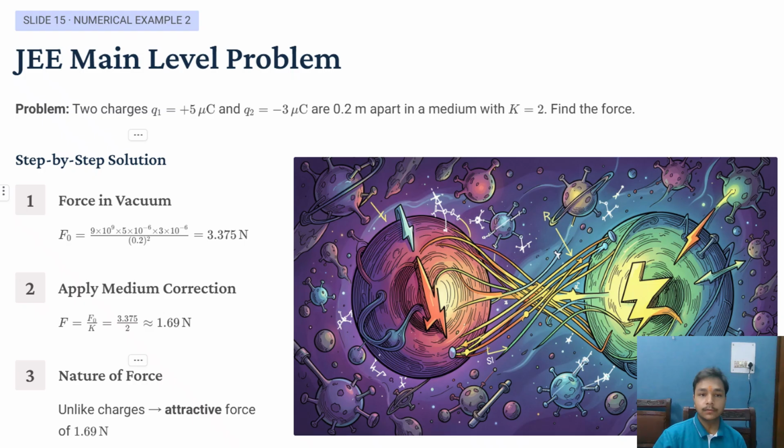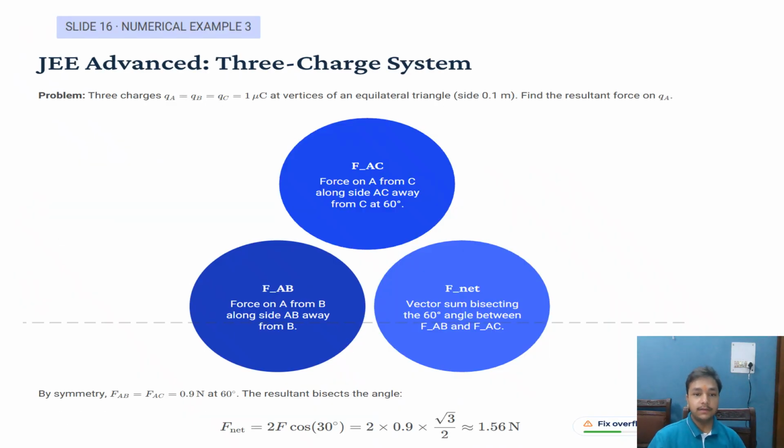Okay. Now let's see a JEE Advanced level problem. So there are three charges, QA equal to QB equal to QC equal to 1 microcoulomb, at the vertices of an equilateral triangle.